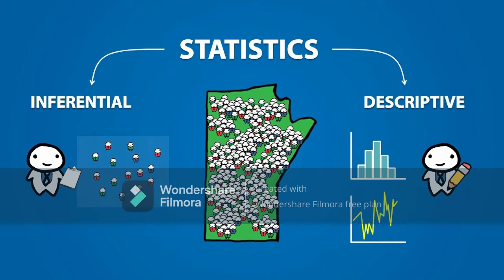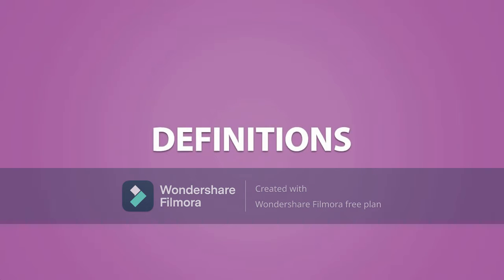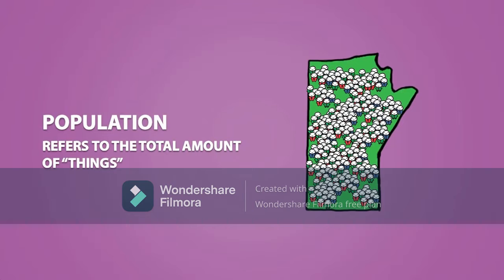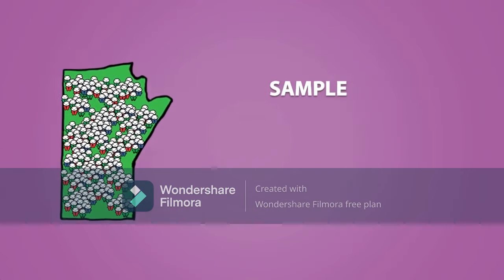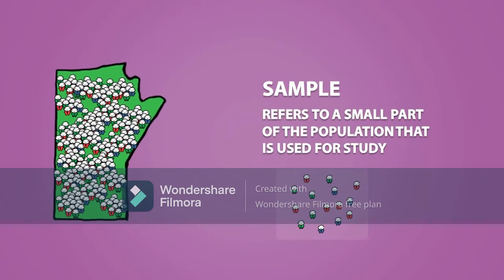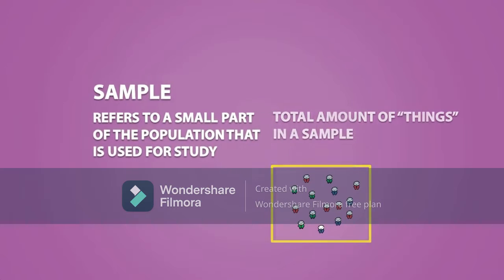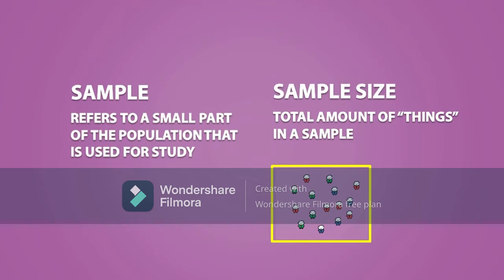The first part of the course deals with descriptive statistics, and the second part of the course deals with inferential statistics. In order to understand statistics, you'll first have to know some basic definitions. A population refers to the total amount of things. I say things because a population can refer to almost anything. This can refer to the total amount of people, cats, vehicles, houses, and so on. Now, a sample refers to a small part of the population that is used for study, and the total amount of things in a sample is called the sample size.